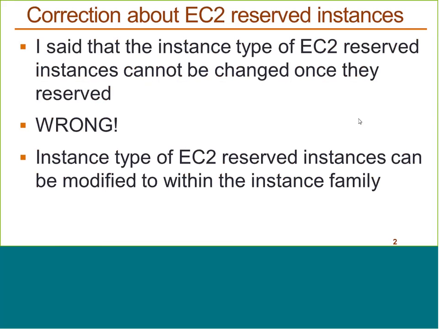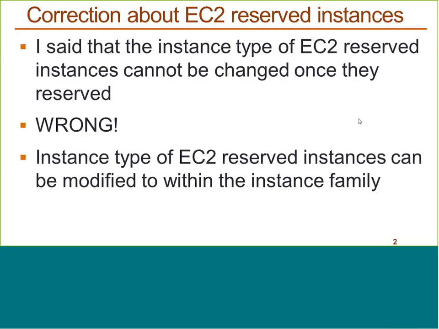There is a way, in fact, to change the EC2 reserved instance type after it's been reserved, as long as you are staying within the same instance family. There's this notion of EC2 instance family, which is defined by the ratio of memory to CPU. Let's say small and medium are in the same family, because I think small has one CPU with 1.7 GB of RAM, and medium has 2 CPUs with 3.4 GB of RAM. So they have the same memory to CPU ratio, so they are in the same family.